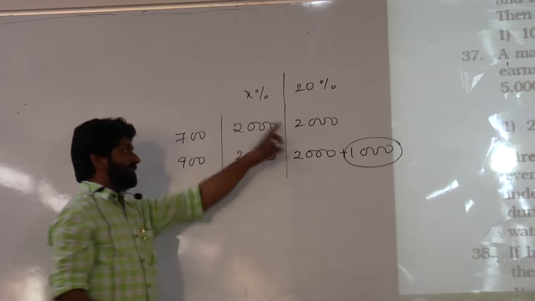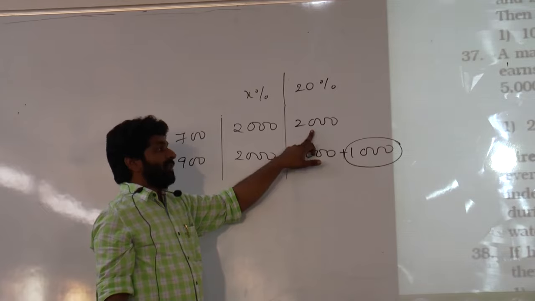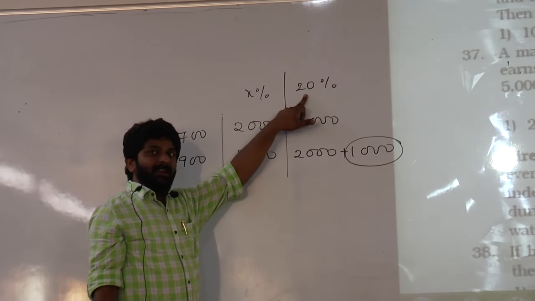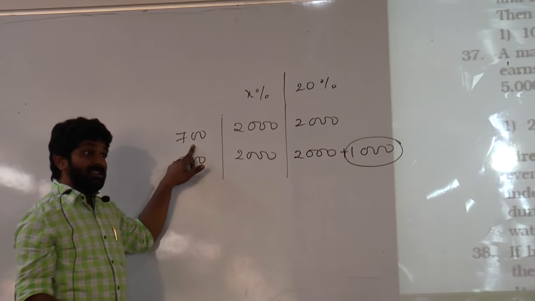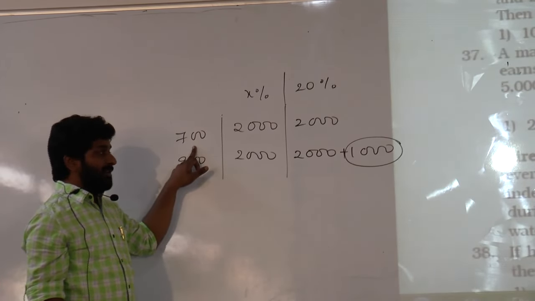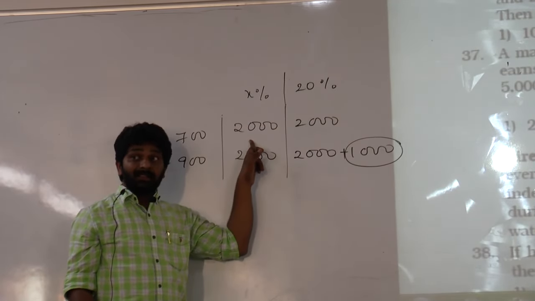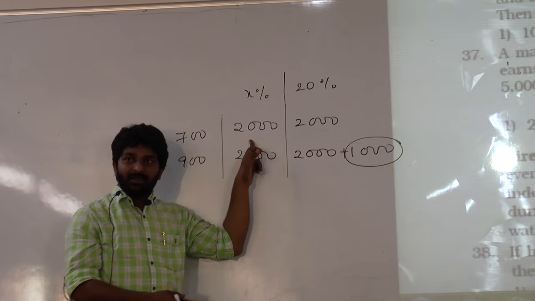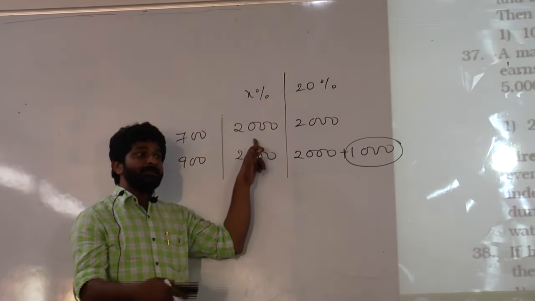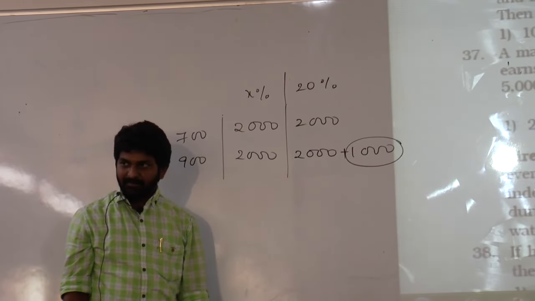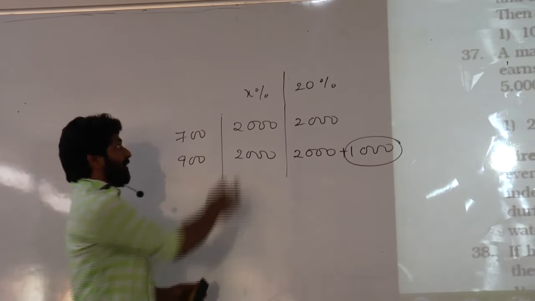Now you can take either first case or second case to calculate X%. Let me take first case. On 2,000, calculate 20%. How much is it? 400. But what is his total commission in first case? 700. Out of 700 rupees, he is getting 400 rupees from the second part, but obviously he'll get 300 rupees from the first part. So what about 300 rupees out of 2,000 in terms of percentage? 15%. 10% is 200, 5% is 100, so 300 is 15%. So X value is 15%.